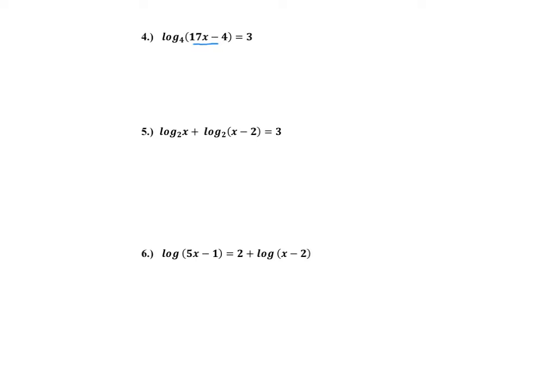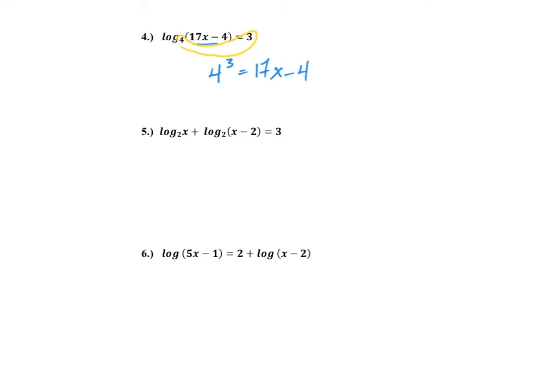So let's say I decide to switch this into an exponential equation. Well, my base here is 4, so that 4 is also going to become the base of my exponential expression. Let's switch our forms. This is going to be 4 to the third, or 4 cubed, equals 17x minus 4. Look at that. I don't have any more logs, and I have my x ready to go.